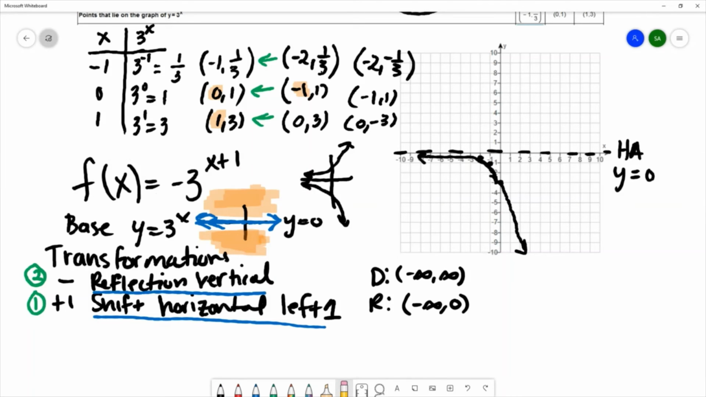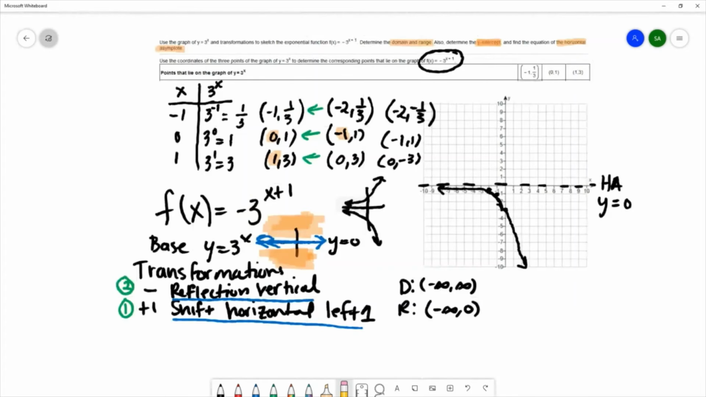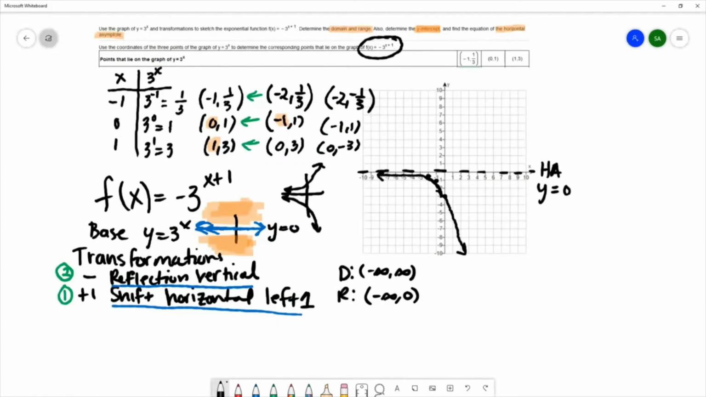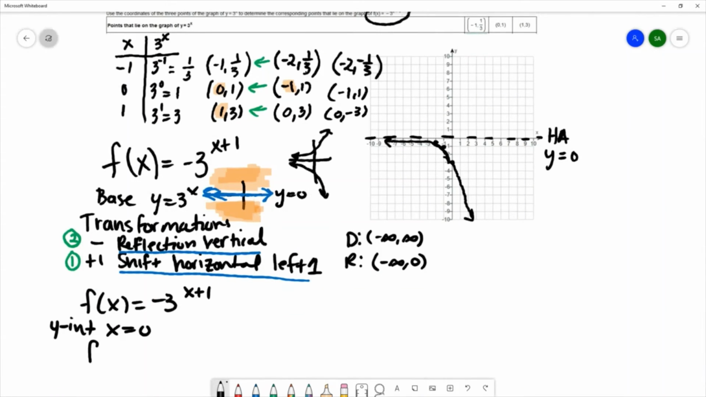Then finally, we're going to find our y-intercept. So we have the function f of x equals negative 3 to the x plus 1. To find a y-intercept, you let x equal 0. That's f of 0 equals negative 3 to the 0 plus 1. That's negative 3 to the first power, which is negative 3. So we have a y-intercept of (0, negative 3), which we saw on the graph at this point as well.